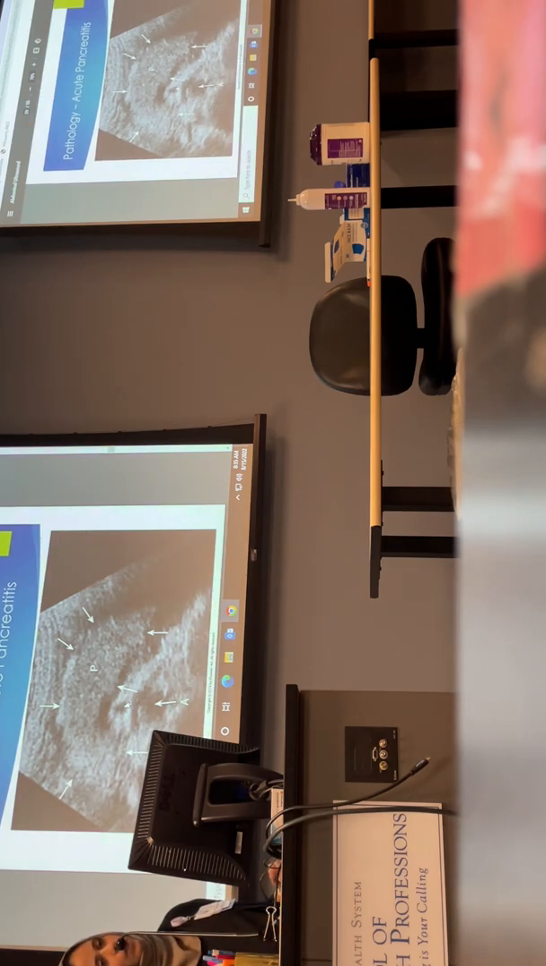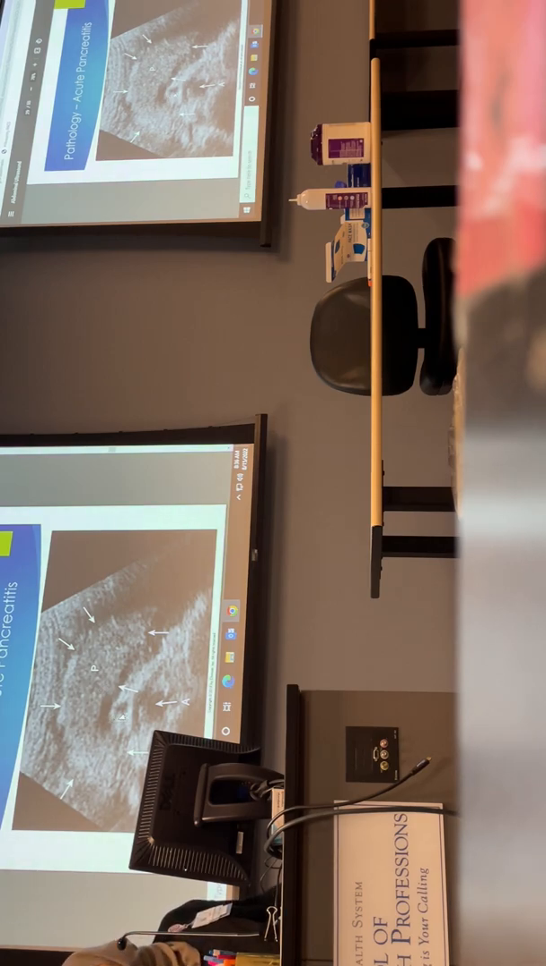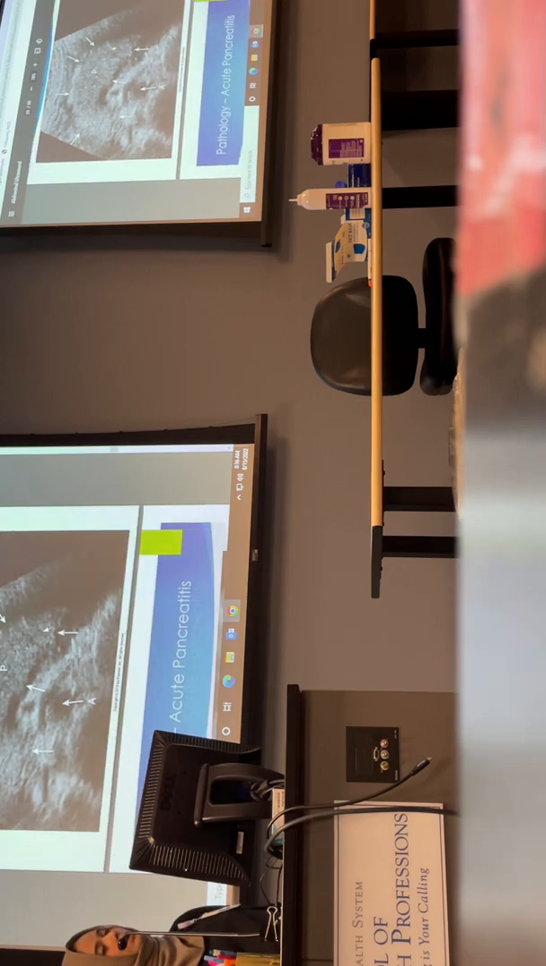For acute or chronic pancreatitis, just be able to sonographically describe them to me. So here you can clearly see we are more hypoechoic. It is slightly more enlarged. It seems very lobulated. Definitely more than normal. Okay.